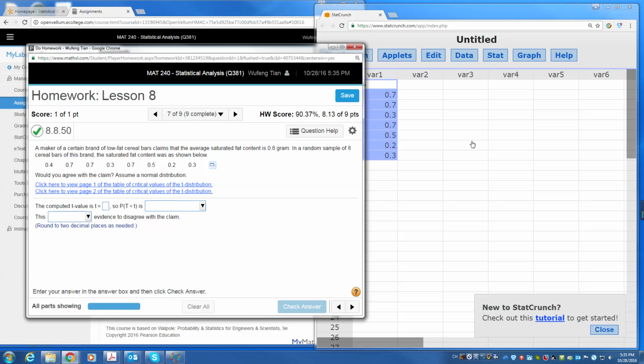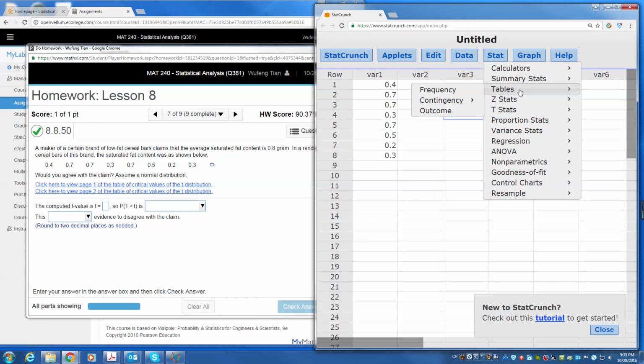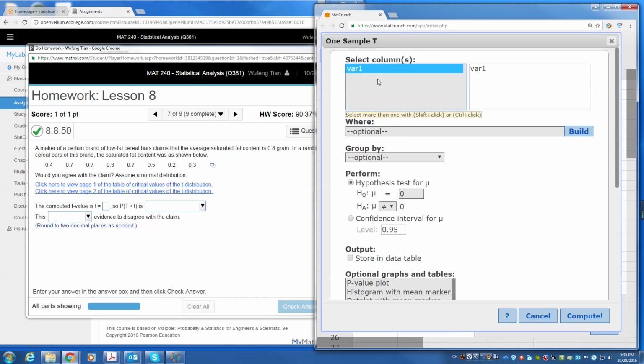To compute t values, you can use T Stats, one sample, since we only have one sample, with data. Choose that one. It says the mean value equals 0.8, so just change that to 0.8, since the average saturated fat is 0.8. Compute it.